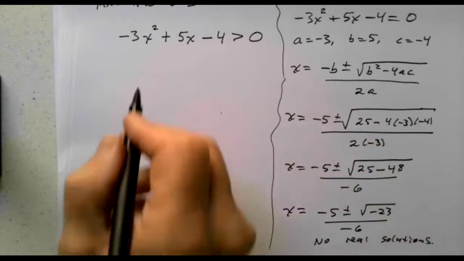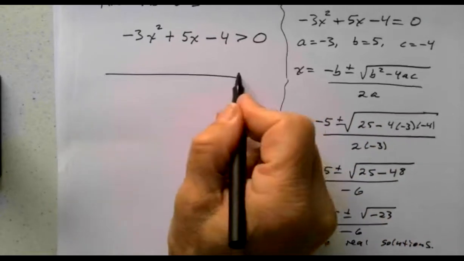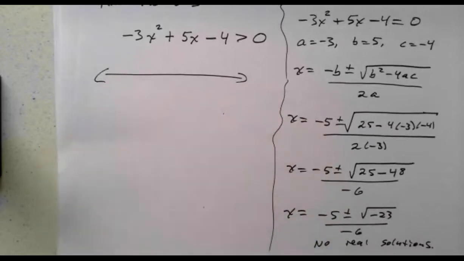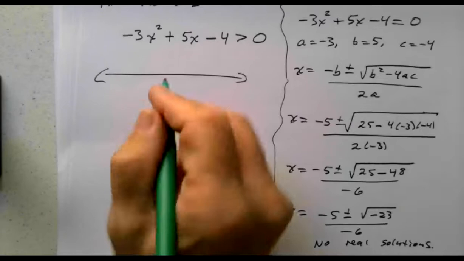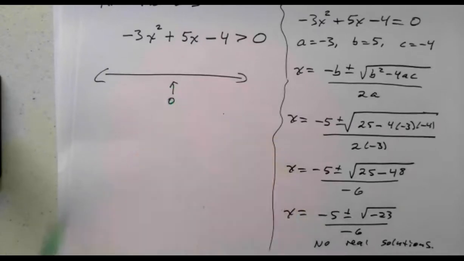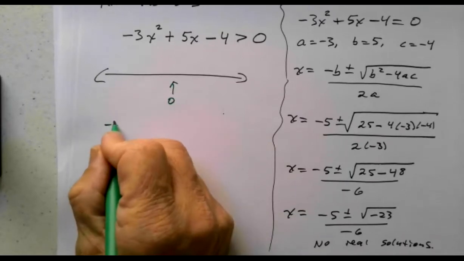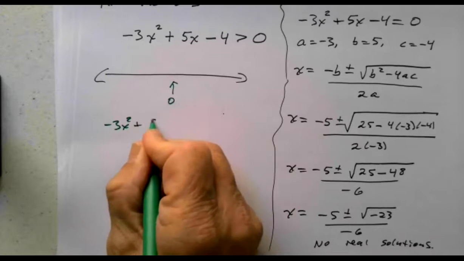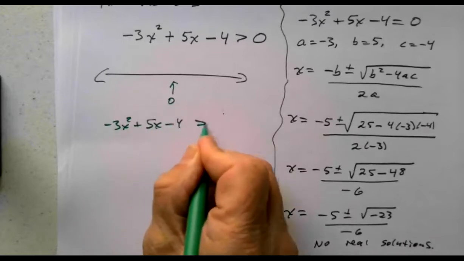So essentially, I have no cut points. So I only have one interval to work off of. And I'll check 0. I'll see if it's true or if it's false. Is 0 going to lead me to a true solution or to a false solution? So I've got to plug that into negative 3x squared plus 5x minus 4. Is it greater than 0?